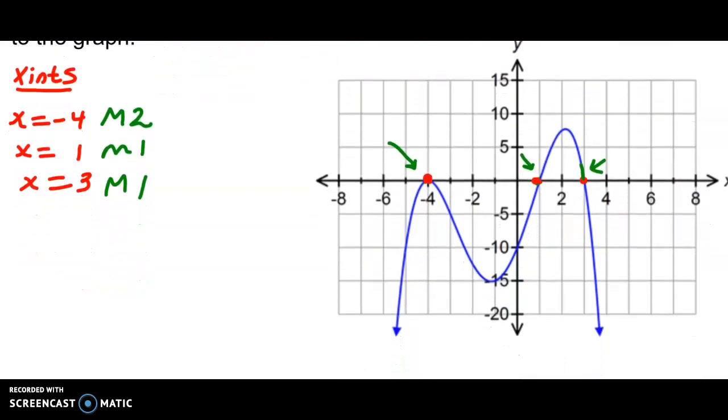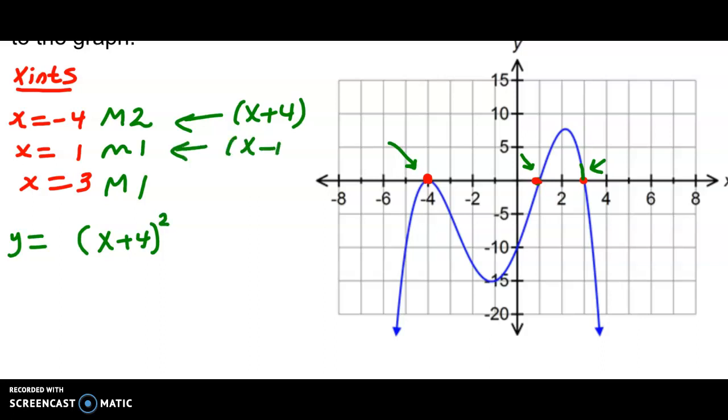Now what I'm going to do is write this information into an equation in factored form. So we're going to go y equals, we're going to take this x minus 4 and write it as a factor x plus 4. Because the multiplicity is 2, the exponent becomes 2. The factor would be x minus 1 here, so I'm going to write x minus 1. It's really to an exponent 1 because the multiplicity is 1. And x equals 3 would be a factor x minus 3. And again, the exponent is 1.